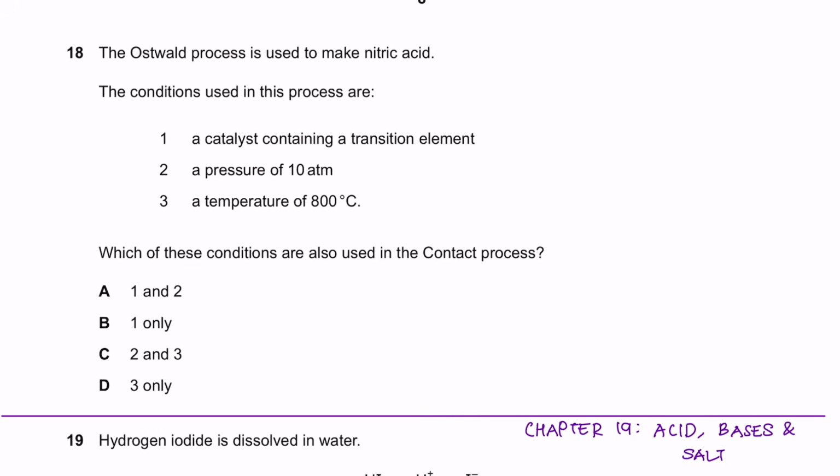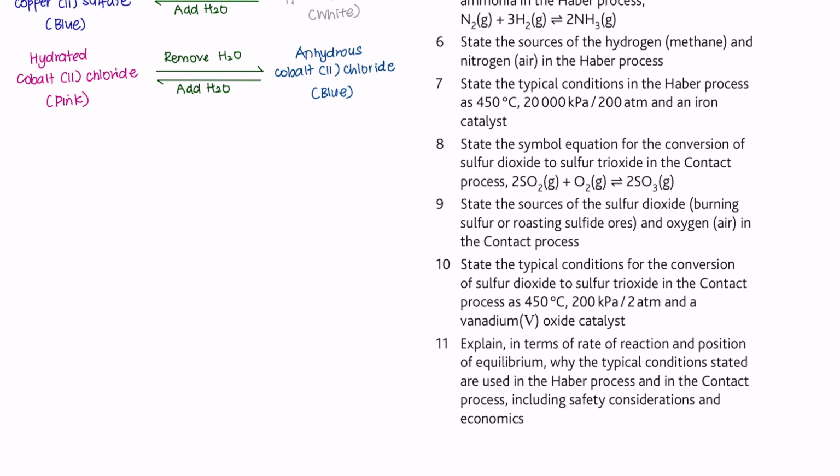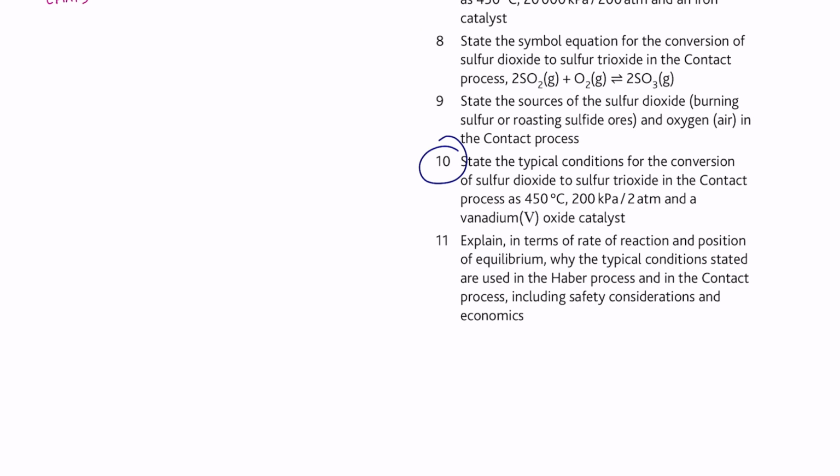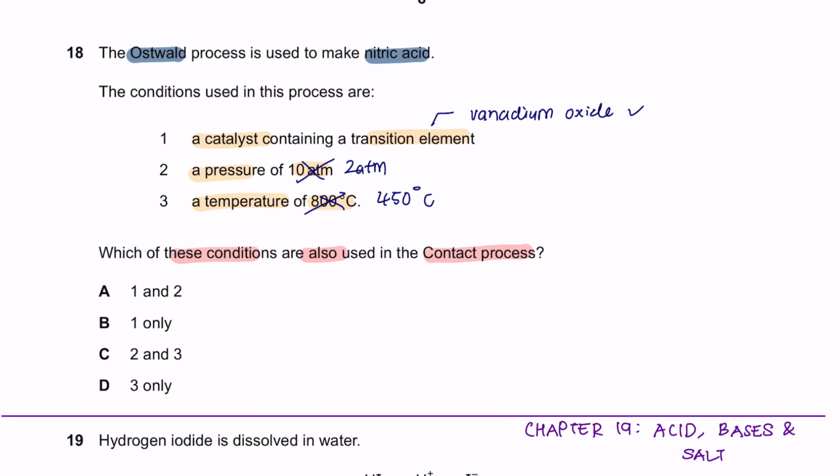Next, question 18. The Ostwald process is used to make nitric acid. The conditions used in this process are a catalyst containing a transition element, a pressure of 10, and a temperature of 100 degrees Celsius. The question wants you to find out which of these conditions are also used in the contact process. So you must know the conditions being used in the Haber process and also in the contact process according to your syllabus. In the contact process, the temperature has to be 450 degrees Celsius at 2 atm and the catalyst used is vanadium oxide. So the only similarity here is statement 1, so the answer is B.